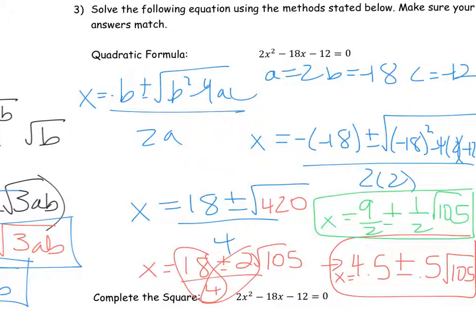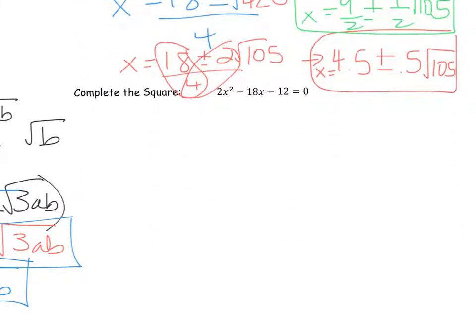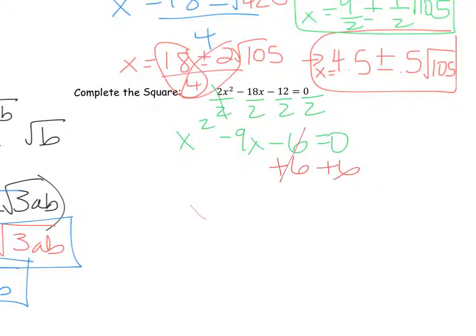Now we're going to do the same equation, but now we're going to complete the square. To complete the square, we cannot begin until we divide out the leading coefficient from everything. So now I have x squared minus 9x minus 6 is equal to 0. Leading coefficient is 1, so now I can begin. I'm going to start by adding 6 to the other side: x squared minus 9x plus box is equal to 6 plus box.